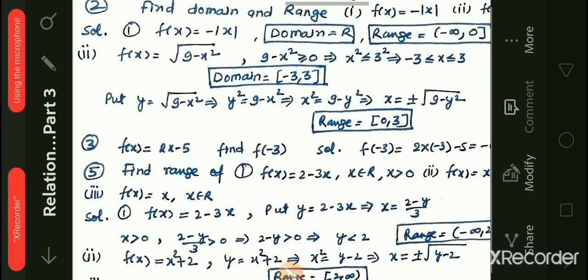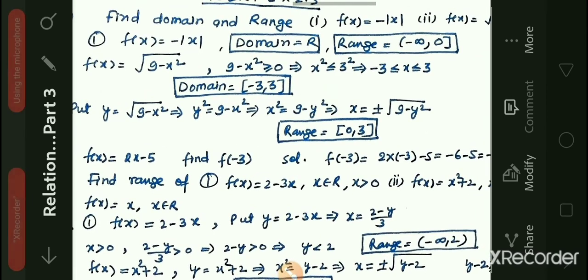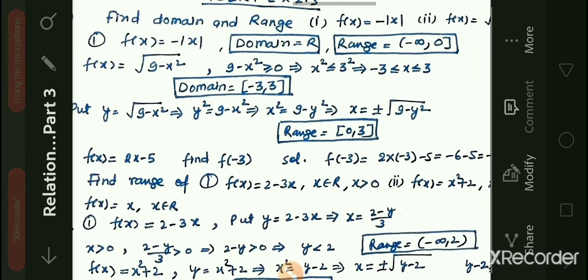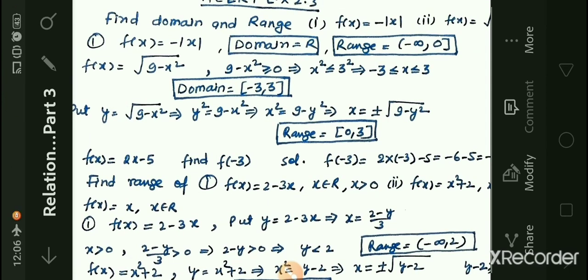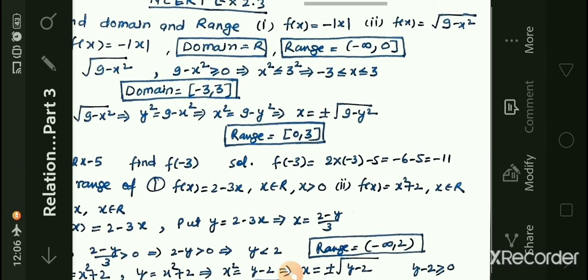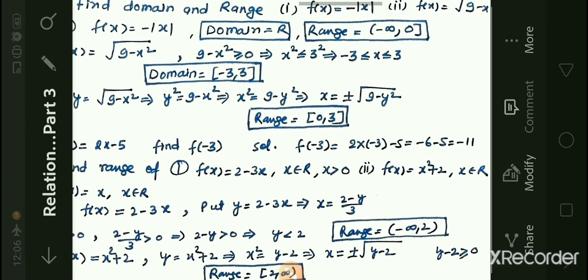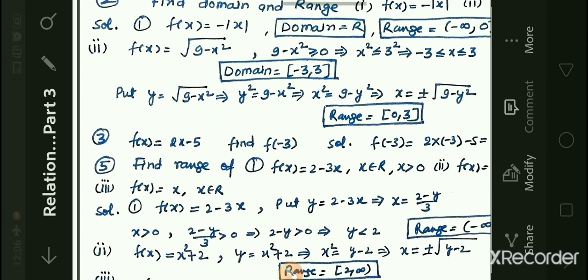Now try question number 5. Find the range of f(x) is equal to 2 minus 3x, where x belongs to R. x is greater than 0, means x will be positive always. And in question number 2, f(x) is equal to x square plus 2 for all x belongs to real numbers. And in part 3, f(x) is equal to x, x belongs to R. Actually it is an identity function, so it is not difficult to find the range of this function, as we have already studied it.